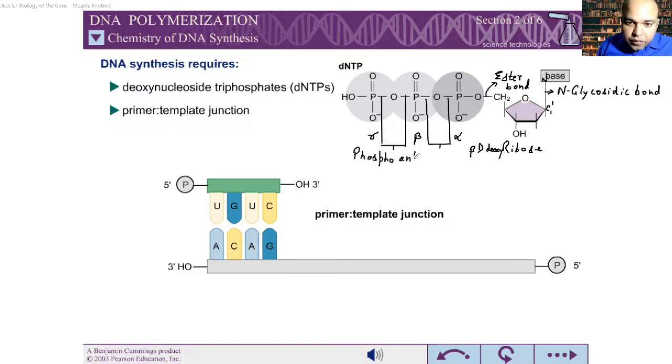These are the phosphoanhydride bonds which are present, and it is these phosphoanhydride bonds that have the energy present within themselves. Whenever a nucleotide enters into the growing 3' end of the growing primer region, it always enters in the form of nucleotide triphosphate.